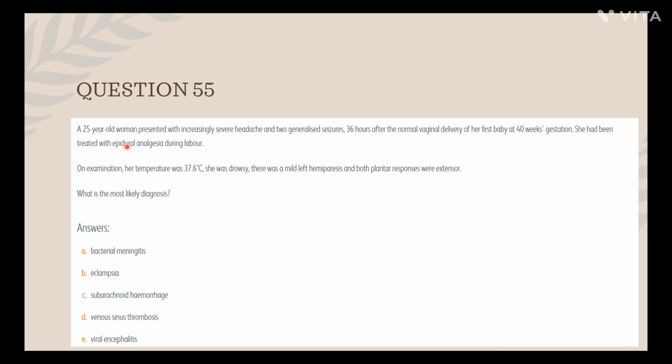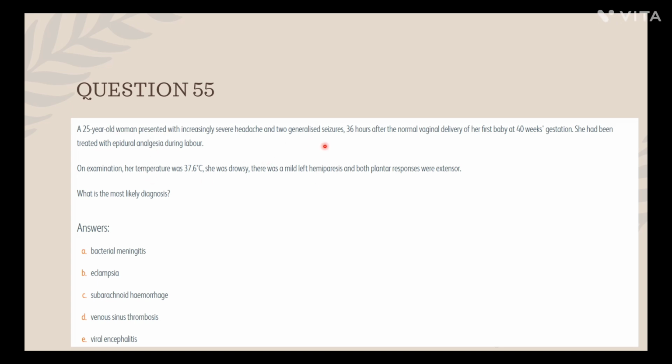Next question, a 25-year-old woman presented with increasingly severe headache and 2 generalized seizures 36 hours after normal vaginal delivery of her first baby at 40 weeks gestation. She had been treated with epidural analgesia during labor. On examination, her temperature was 37.6. She was drowsy, there was a mild left hemiparesis, and both plantar responses were extensor. What is the most likely diagnosis?